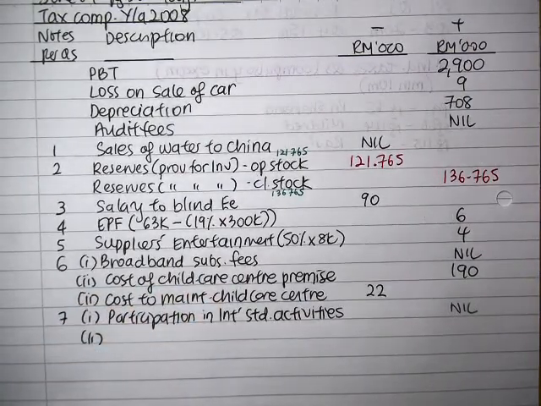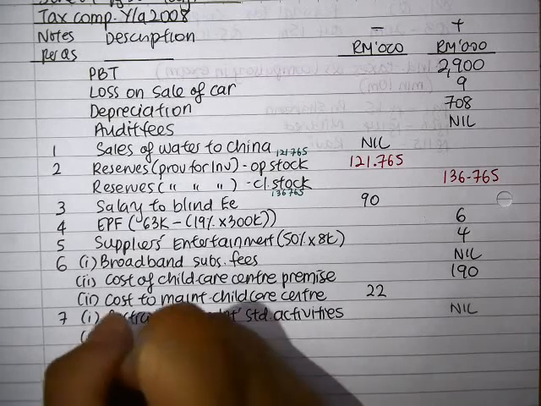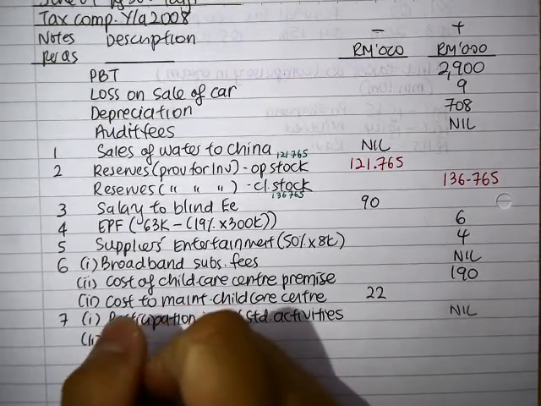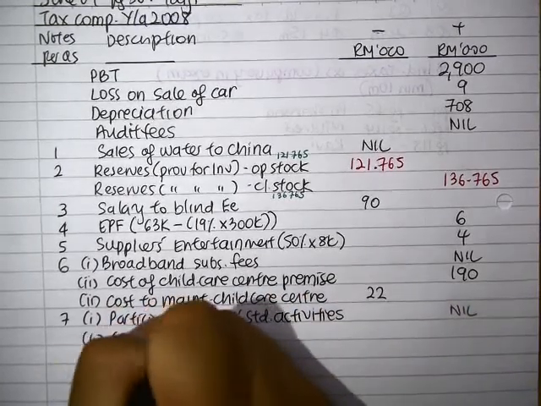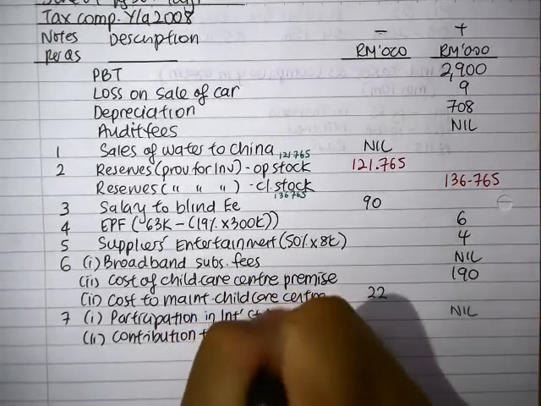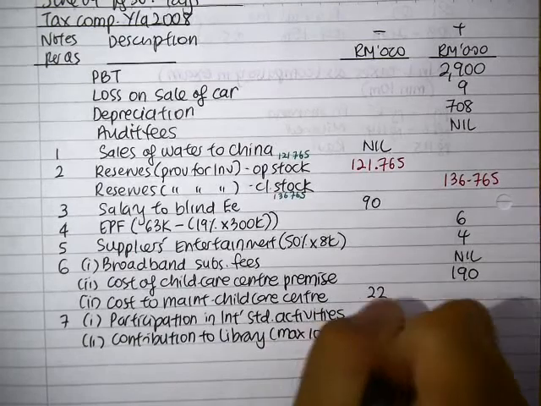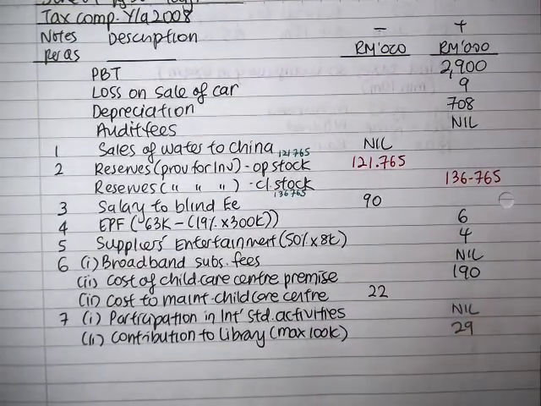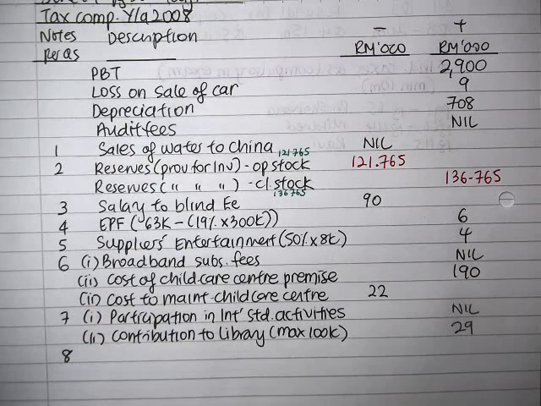Note 2. Now you contribute to library facilities which are open to public. What's the treatment? Section 34 allowed deduction up to 100,000, right? Can you not? So contribution to library maximum is 100,000. So 29 must add back at the end. Okay, so there's note 7. Okay, note 8.